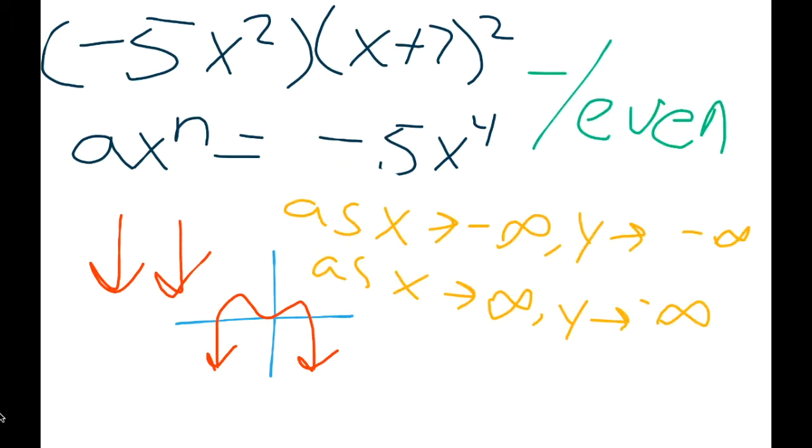We can now determine that as x approaches negative infinity, y approaches negative infinity. And as x approaches positive infinity, y approaches negative infinity, therefore creating the down-down effect.